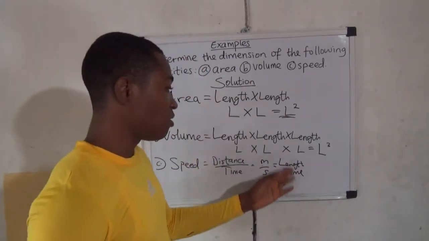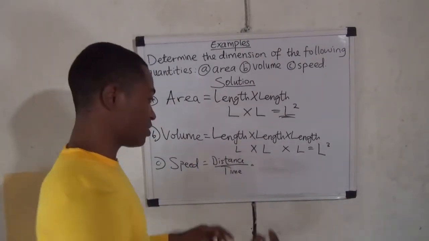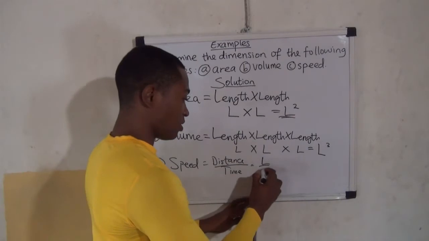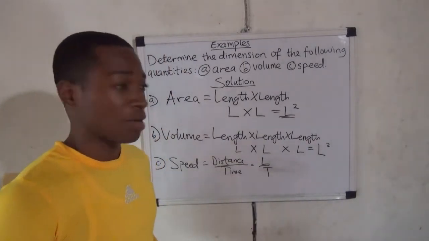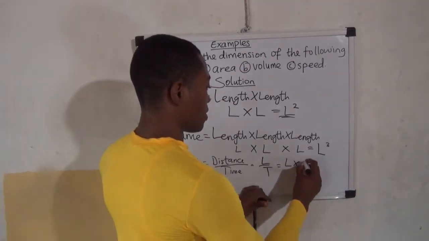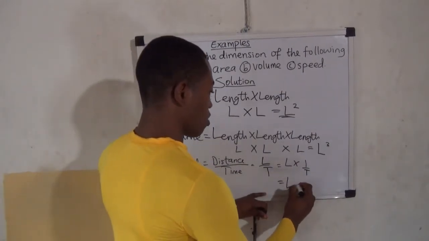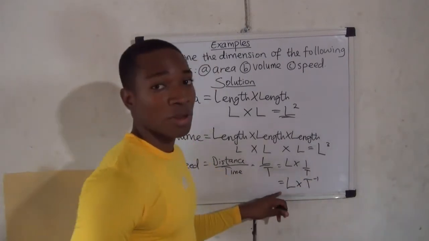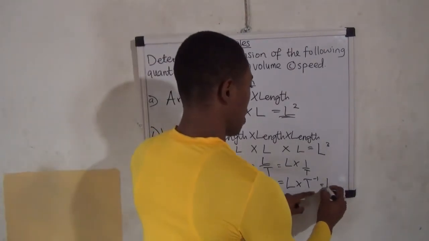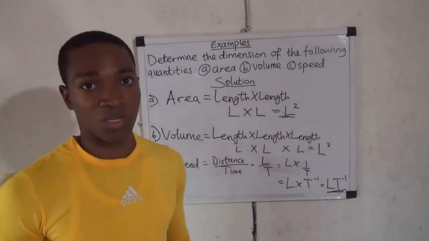That is L divided by T. So from here, we can just consider the distance as the length, L, and the time as T. The symbol for time is T. L divided by T is the same thing as L multiplied by 1 over T, and according to the law of indices, this becomes L multiplied by T raised to the power minus 1, because 1 over T is equal to T raised to the power of minus 1. That is L T raised to the power of minus 1. This is the dimension of speed.